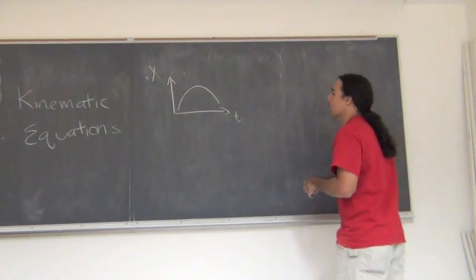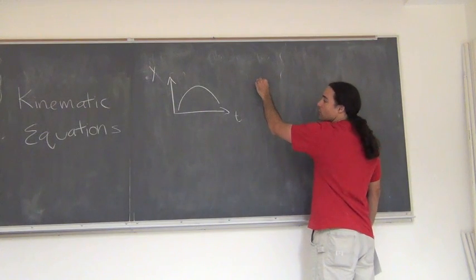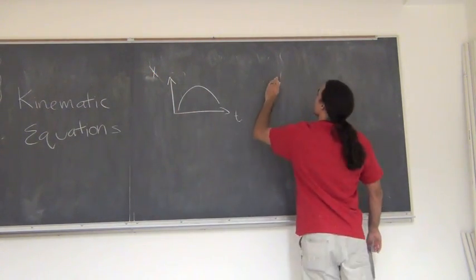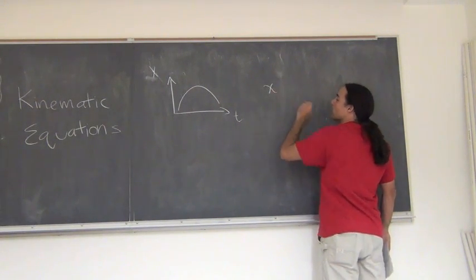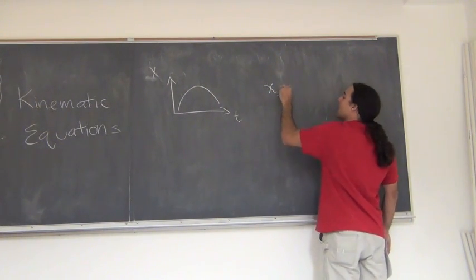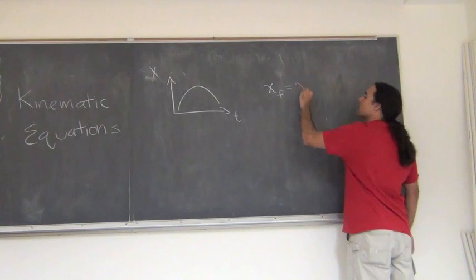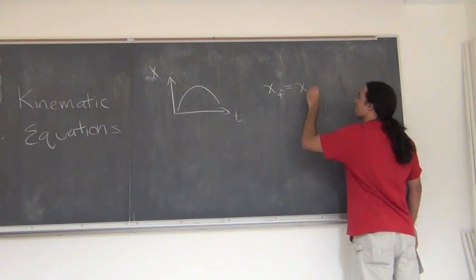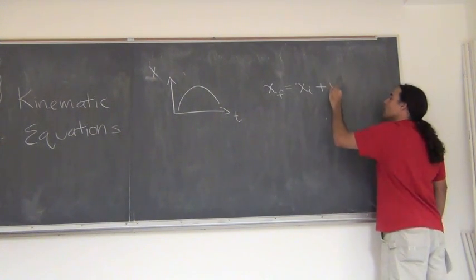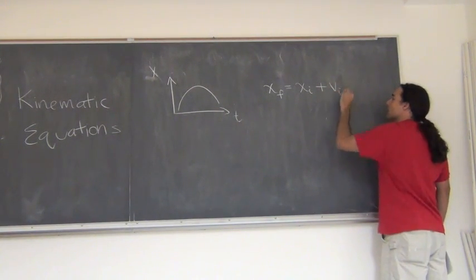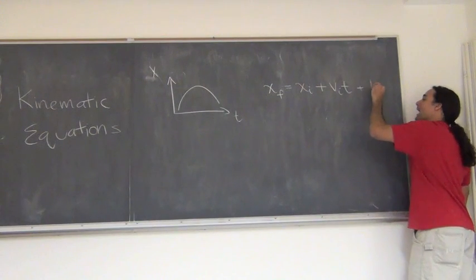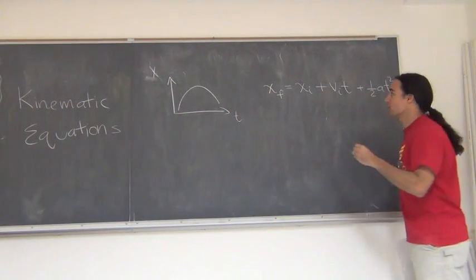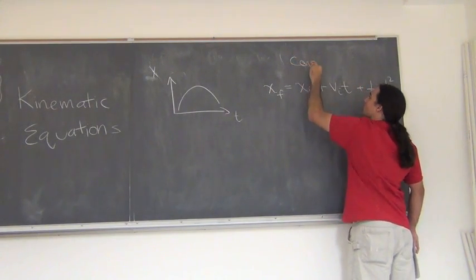And it turns out that our position as a function of time equation, actually, I'm going to write this as x, keep it a little more general. Our final position can be given using the equation of a parabola. It will be equal to the initial position plus the initial velocity times time plus 1/2 the acceleration times time squared. This is for a motion with constant acceleration.